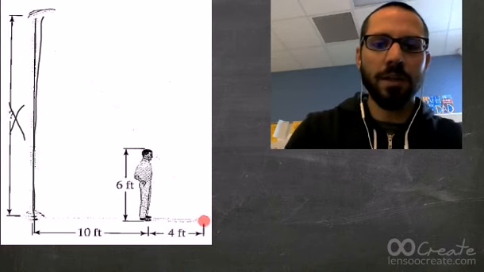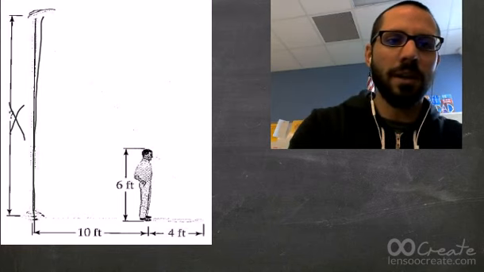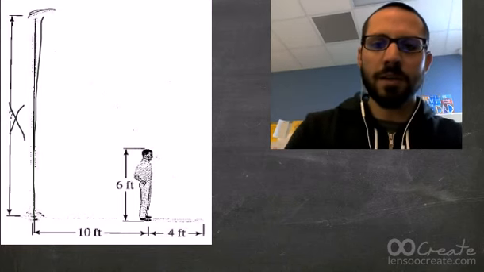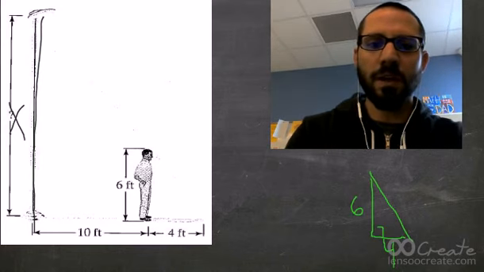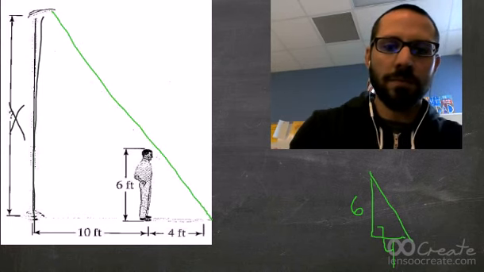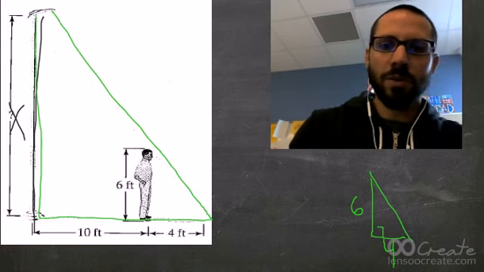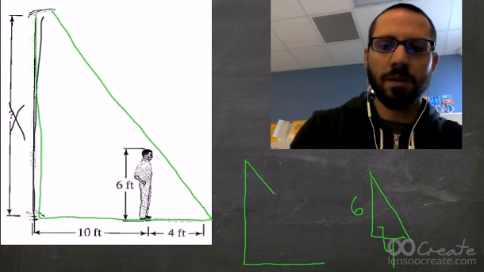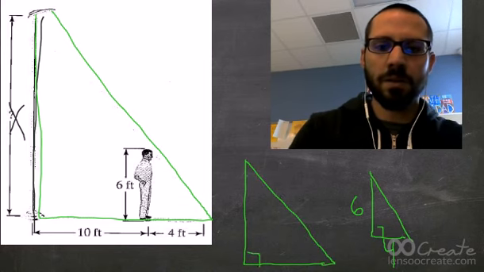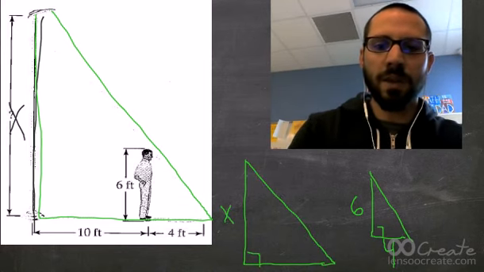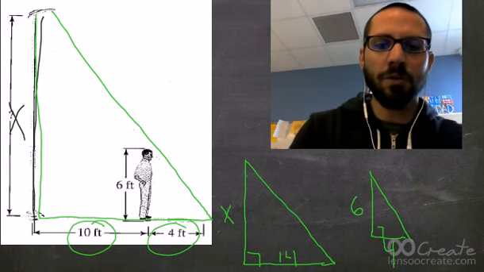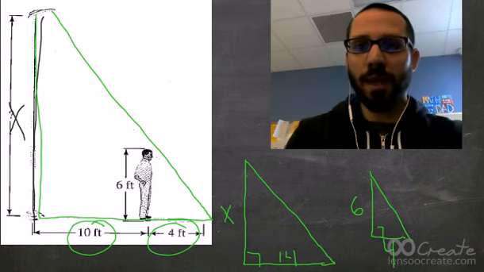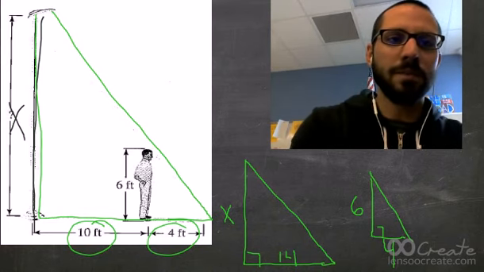We've got one triangle here, and I'll redraw that as 6 feet, 4 feet. And then we've got the big triangle, which is going to be x feet and 14 feet. The 14 comes from 10 feet from it and 4 feet long. So then we could just set up our proportion.